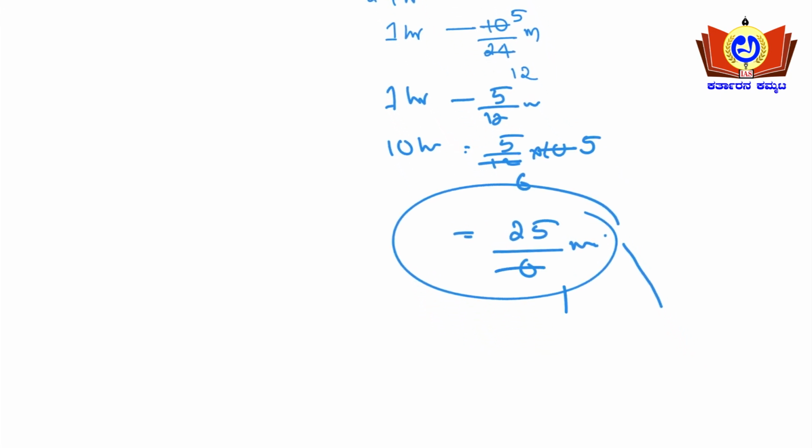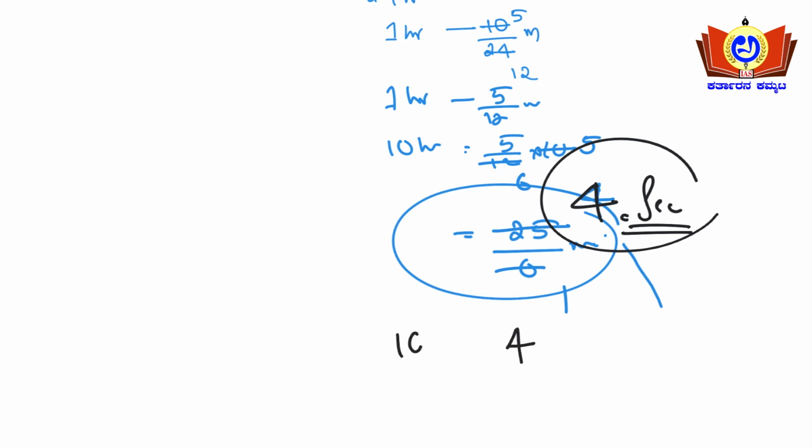6 1s are 6 and 6 4s are 24. Okay, 6 4s are 24, and there is a point, so some seconds will be there here. We can ignore seconds here because the options have been given in minutes only. So for 10 hours, 4 minutes is the error here.